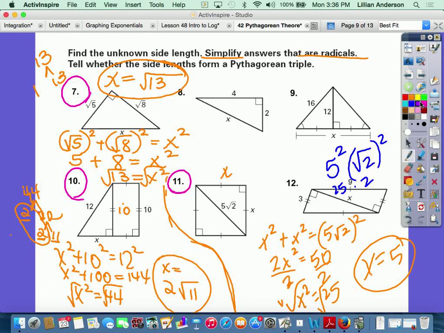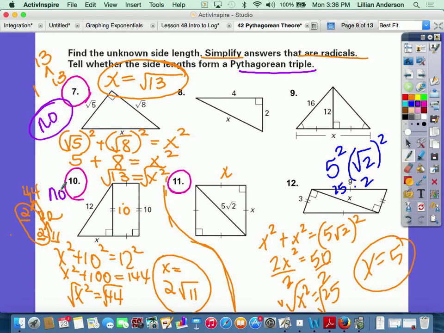Now the last part says, tell whether they form a Pythagorean triple. Well, remember, a Pythagorean triple is 3 sides of the triangle that are all whole positive numbers. Number 7 is not a Pythagorean triple because you have the square root of 5 and the square root of 8, the square root of 13, all those have roots in it. You cannot have a Pythagorean triple if you have roots.